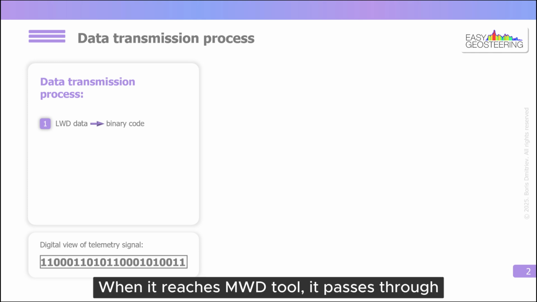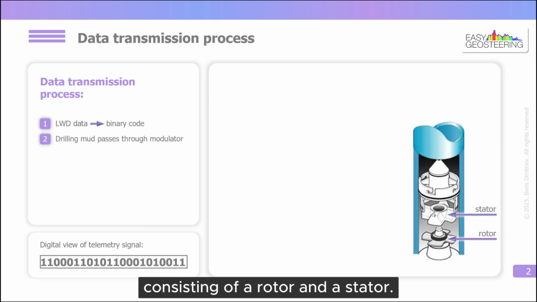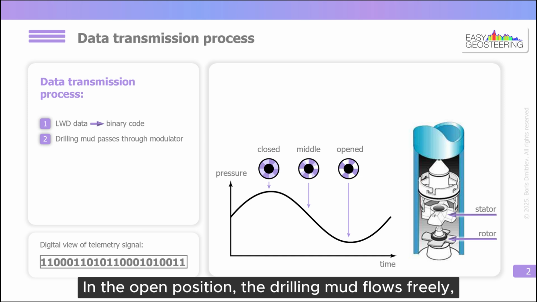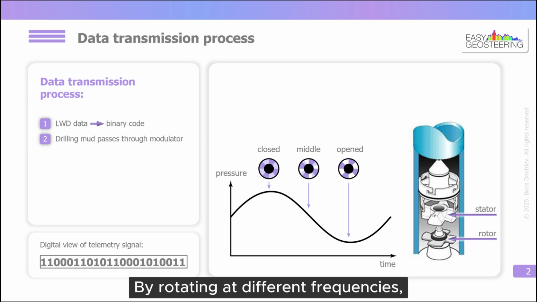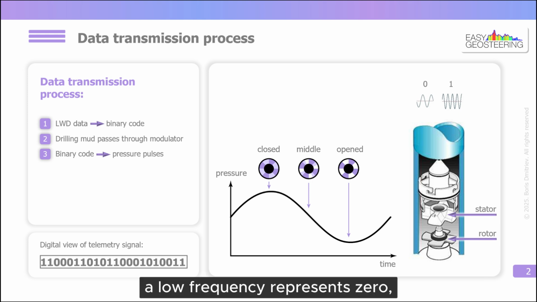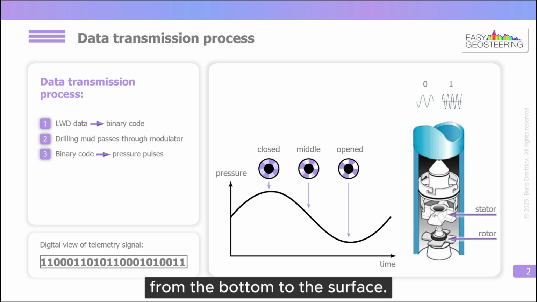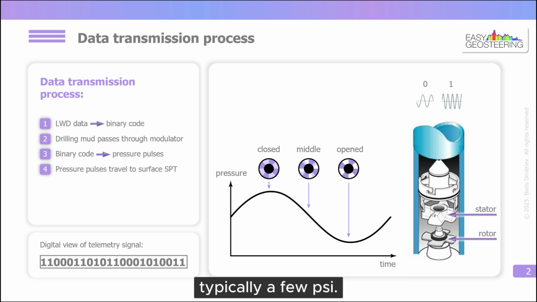When it reaches MWD tool, it passes through a special pulse modulator consisting of a rotor and a stator. In the open position, the drilling mud flows freely, while in the closed position, the pressure increases. By rotating at different frequencies, the rotor converts the binary code into pressure pulses. A low frequency represents 0, while a high frequency represents 1. Then pressure pulses travel in tubing space from the bottom to the surface. These pulses have a low amplitude, typically a few psi.